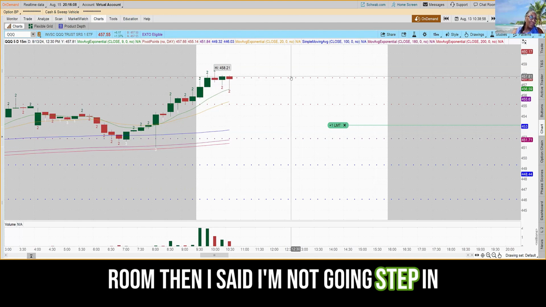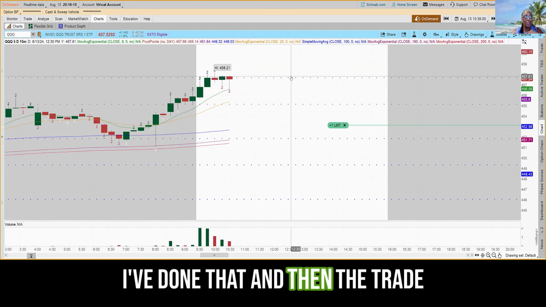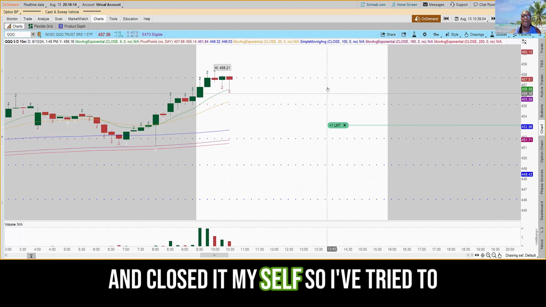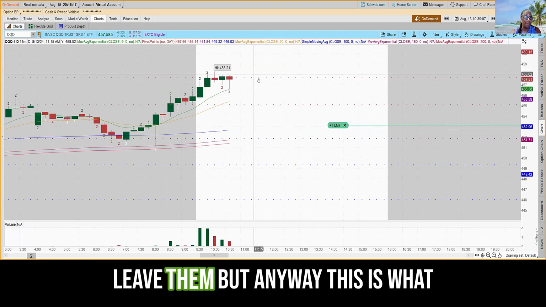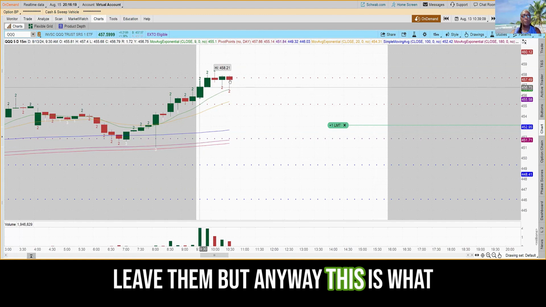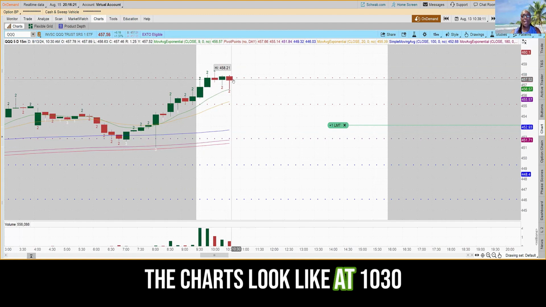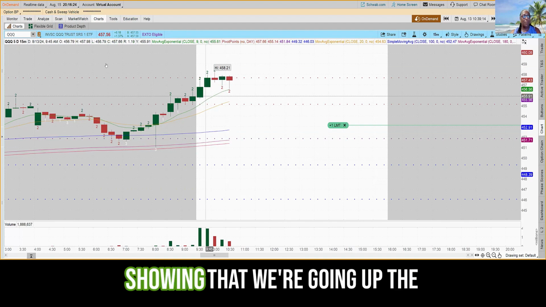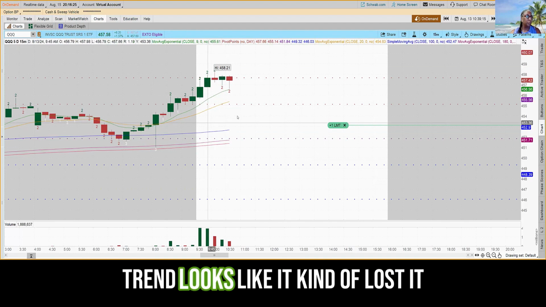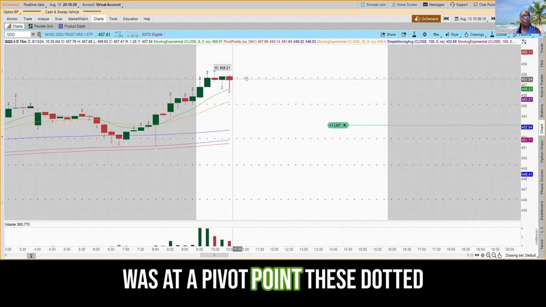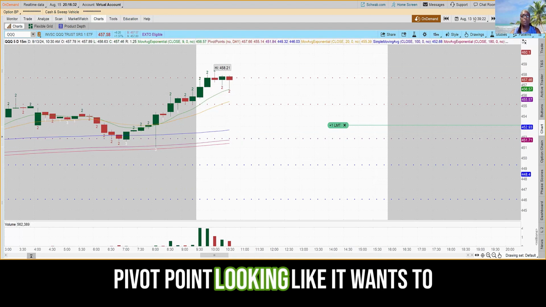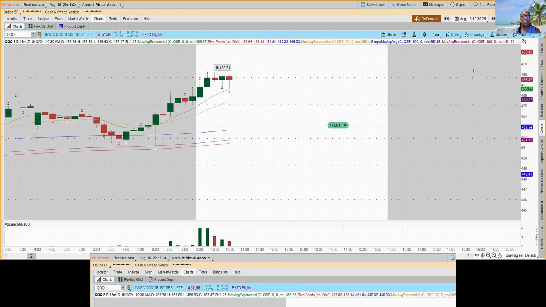Then I said, I'm not going to step in front of the bot so many times, because I've done that. And then the trade comes out fine, but I've already stepped in front of the bot by then and closed it myself. So I've tried to leave them, but anyway, this is what the chart's looking like at 10:30. We've got moving averages showing that we're going up. The trend looks like it kind of wants to. It's at a pivot point. These dotted lines are pivots for me. So it's at a pivot point looking like it wants to keep going.